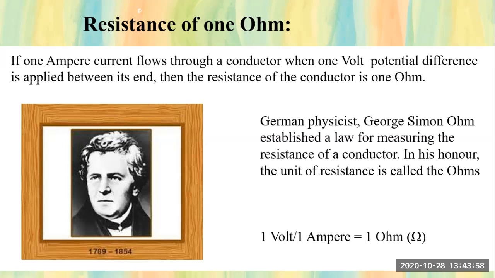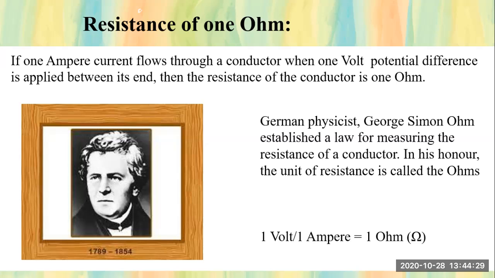Established a law for measuring the resistance of a conductor. George Simon Ohm established a law for measuring the resistance of the conductor. In his honor, the unit of resistance is called the ohm. Now, to give honor to this German physicist, the unit of resistance is given as ohm. This ohm is given by his name. What is his name? George Simon Ohm.